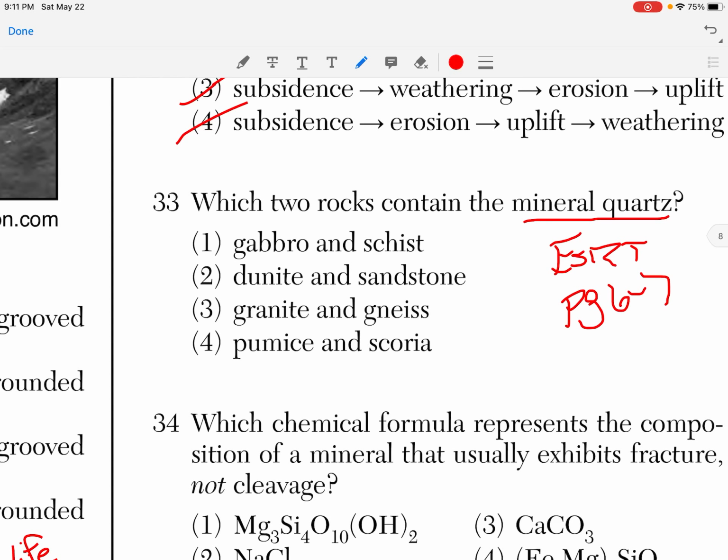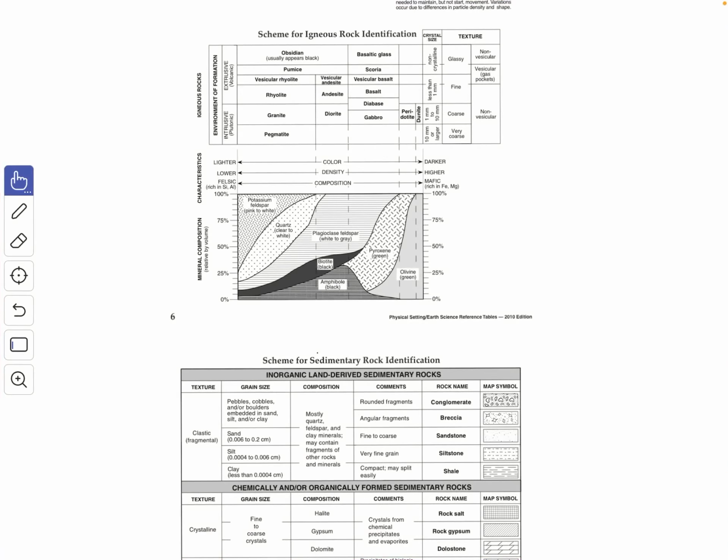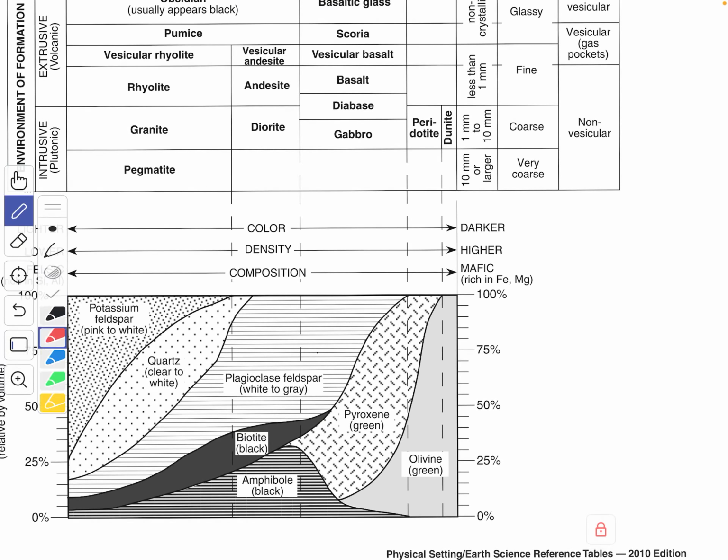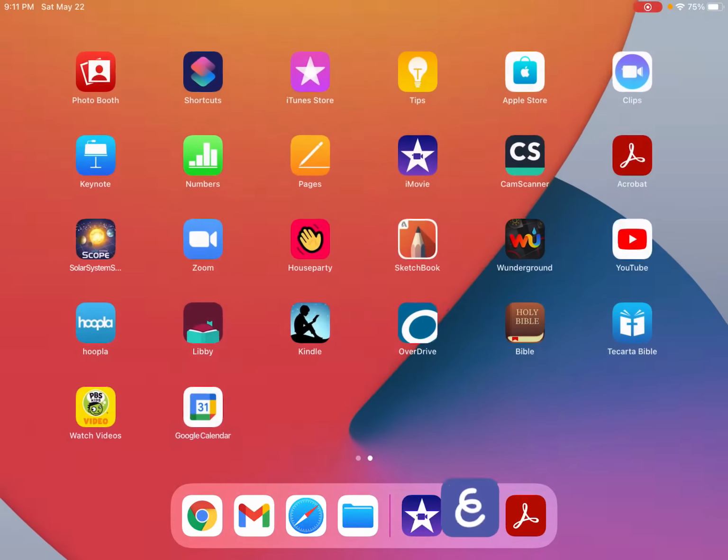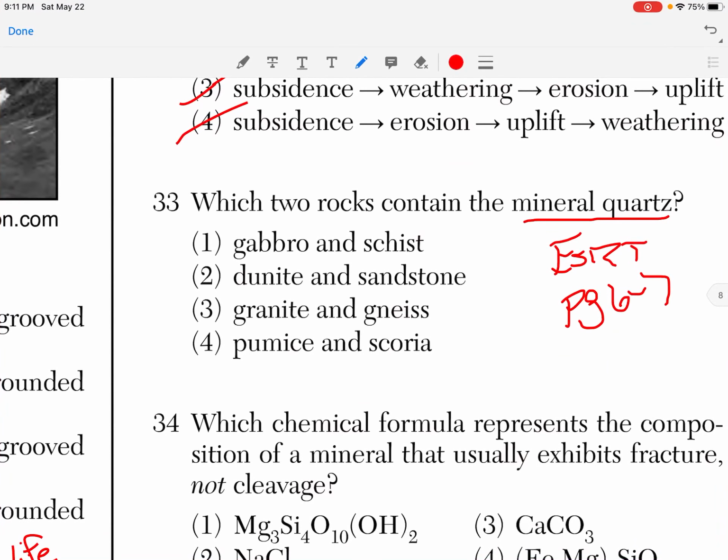Gabbro is an igneous rock, so I'm going to take a look at the igneous rock chart, which is on page 6, and I'm looking for gabbro. So I'm just going to go down from gabbro. Here it is right there, and if I go down from there, these are all the minerals that are in gabbro, and as you can see, there is absolutely no quartz in gabbro. So we don't even have to look at the schist answer because it's not even a possibility. So we're going to cross out number 1.